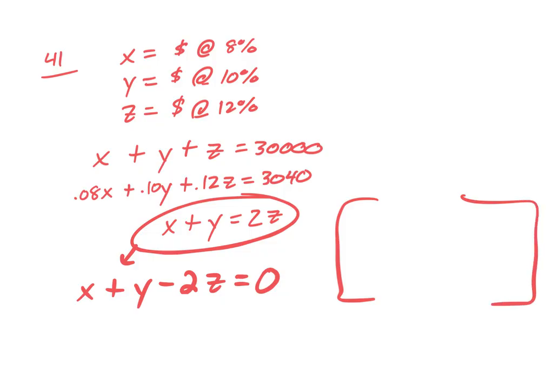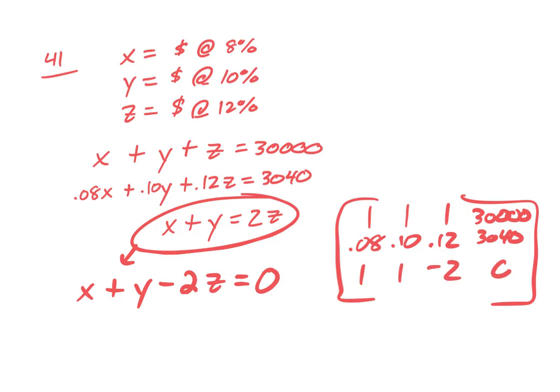Okay, when we put this into our calculator, we're going to do 1, 1, 1, 30,000, then 0.08, 0.10, 0.12, 3,040, and then 1, 1, negative 2, 0. Try putting that one in. And I think they come up to be nice whole numbers.